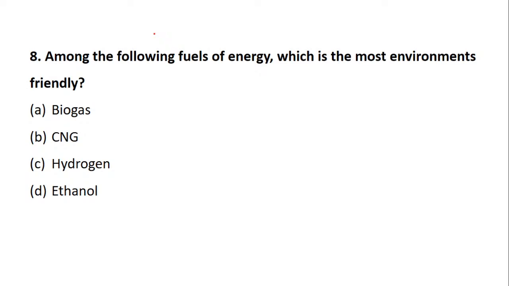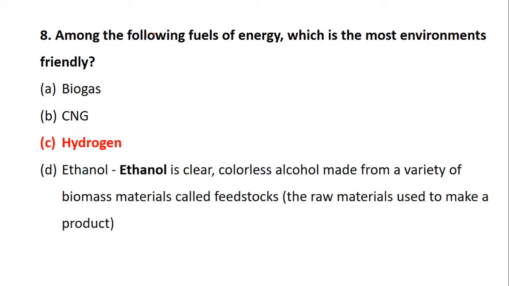Okay, now see. When we talk about this question, according to the following fuels of energy given, the most environmentally friendly is hydrogen. Now see, biogas, CNG and ethanol. It is not that they are not at all environmentally friendly, but in comparison to hydrogen, every one of them produces a minimum amount of pollution. But if you compare all of them with hydrogen, the most environment friendly is hydrogen. Now this is one thing.